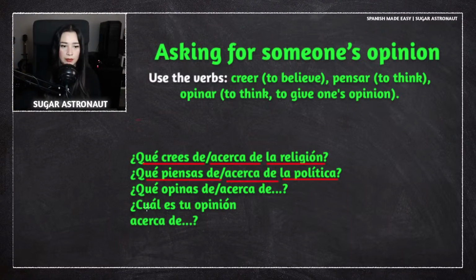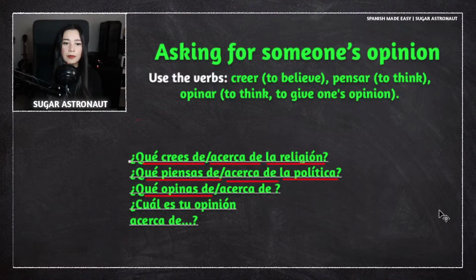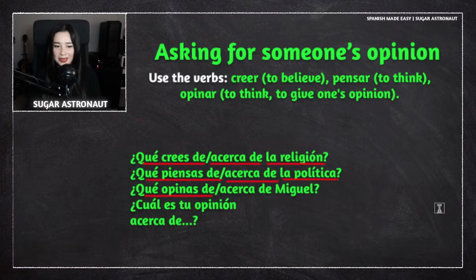That's something very useful. ¿Qué opinas de? We could say something simple. ¿Qué opinas de Miguel? Just one name. Or ¿qué opinas acerca de Miguel? And that means, what do you think of Miguel? You can say ¿qué crees, qué piensas de Miguel? If you want to use ¿qué crees de? ¿Qué crees acerca de Miguel? It's a bit better. Just keep that in mind.